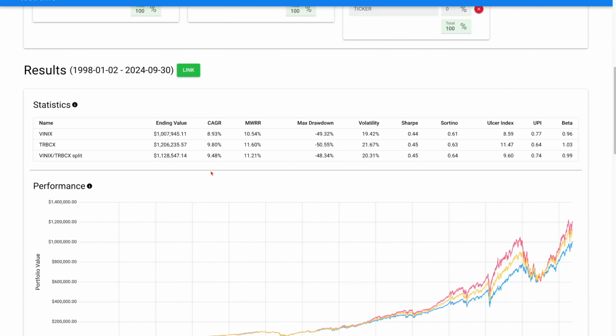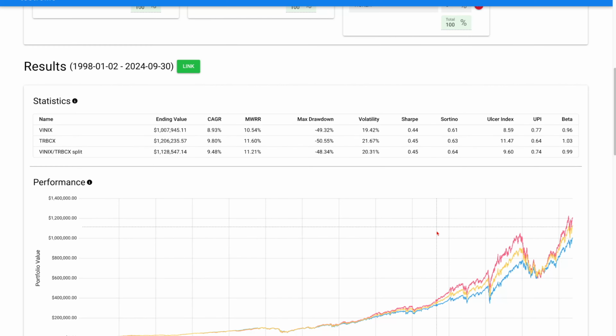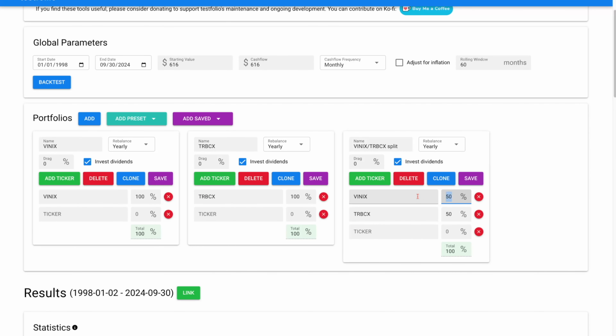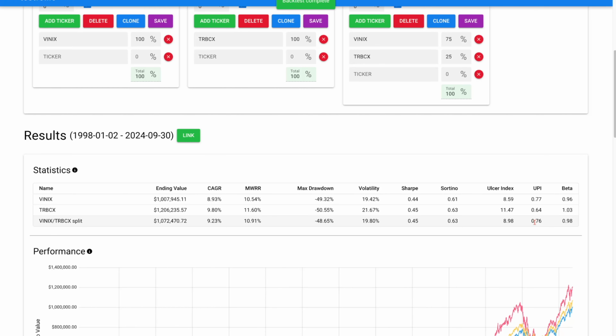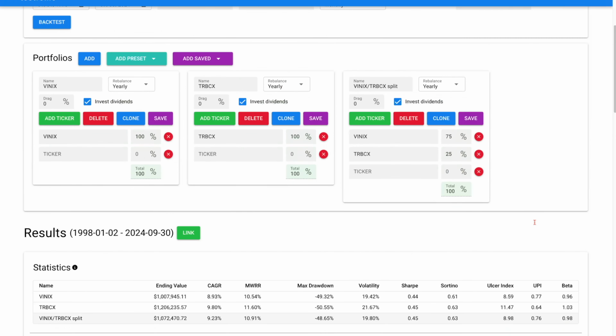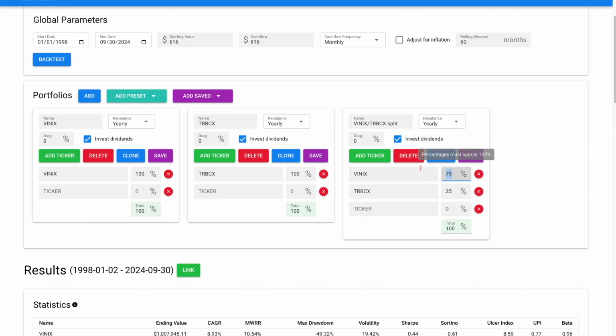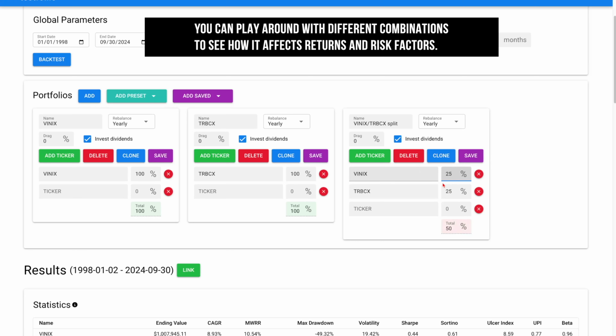50-50 split. What about 75 VI9X, 25 blue chip? Let's reverse that. 25 VI9X, 75 blue chip.